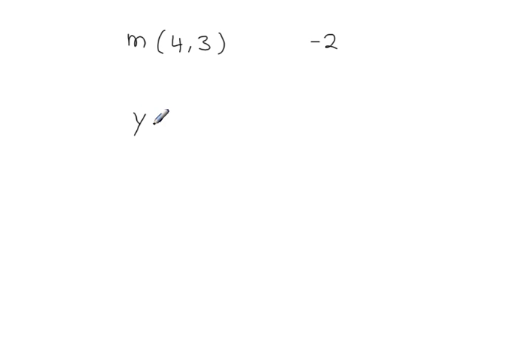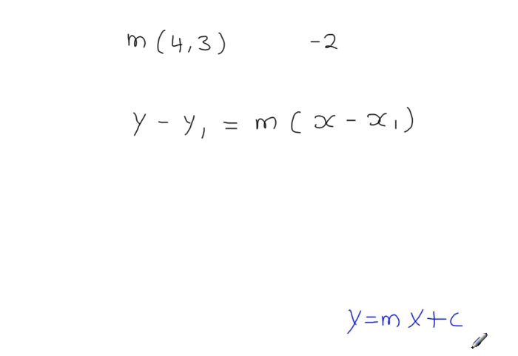So using the form y minus y1 is equal to m brackets x minus x1, and the reason for using this and not y equals mx plus c is because we do not have the y-intercept. If you want to use this, you need to know what the y-intercept is. We don't have that, so I'm going to use this form.